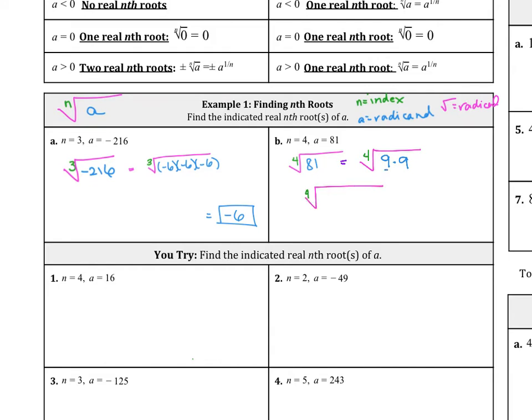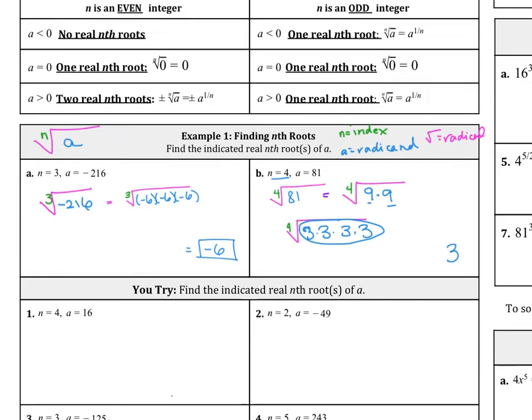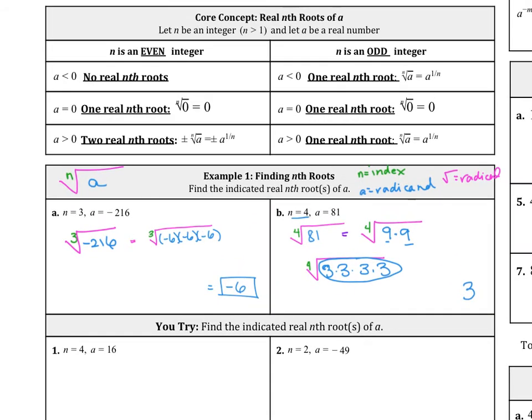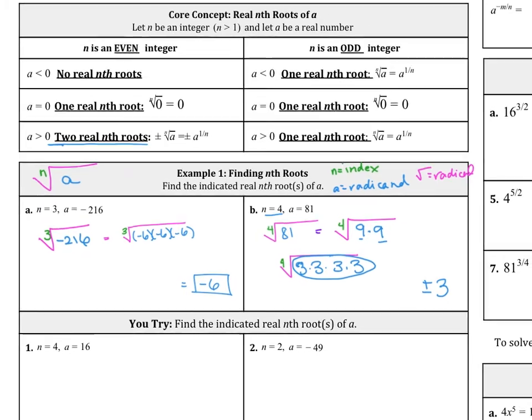So 9 times 9, that is 3 times 3. The other 9 times 9 is also 3 times 3. So notice we have 4 3s, and so that is our answer here. Now we have to remember that this is an even root, right? An even index, sorry. n is 4, and so remember if we have a number that's greater than 0, we have 2, and it's going to be plus or minus 3.